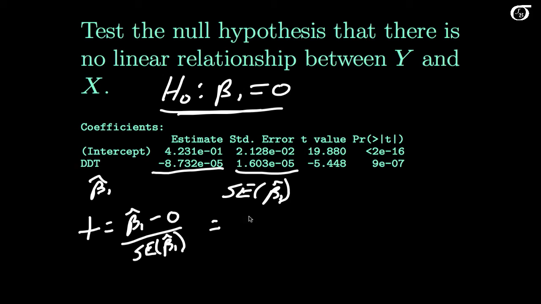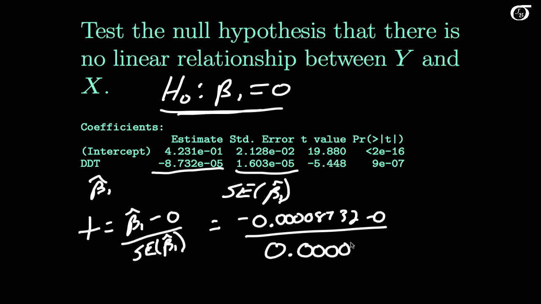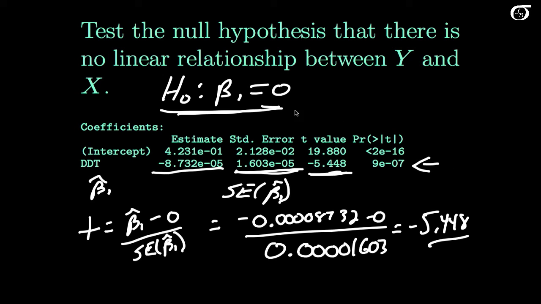And so I could put all of this in. This would be minus 0.00008732 minus 0 over 0.00001603. This number here. Now, if you throw that into your calculator, you will see that this is minus 5.448. I didn't actually have to do that because that is also given in our output here. And the corresponding p-value is right there. That is actually given there, testing the null hypothesis that we want to test.